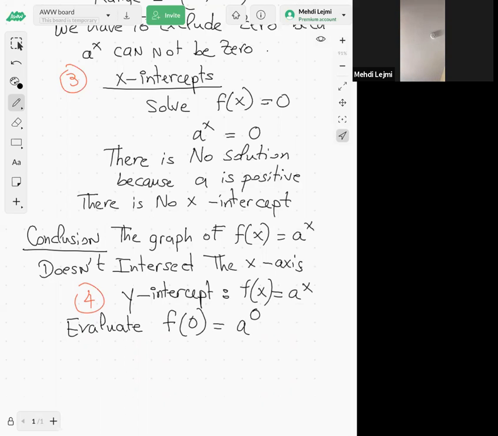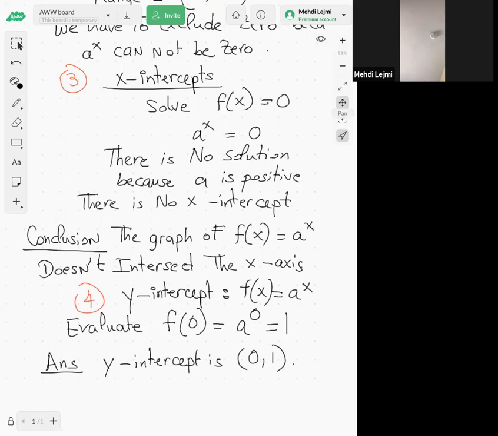So f of 0 is a to the power 0. Because a is a non-zero number, a non-zero number to the power 0 is just 1, right? So then your y-intercept, if you have an exponential function in any base a, the y-intercept would be just 1, right? Anyway, so these are the main properties of any exponential function.